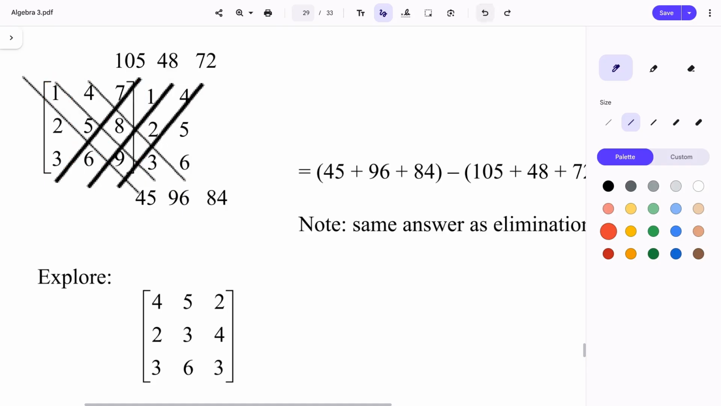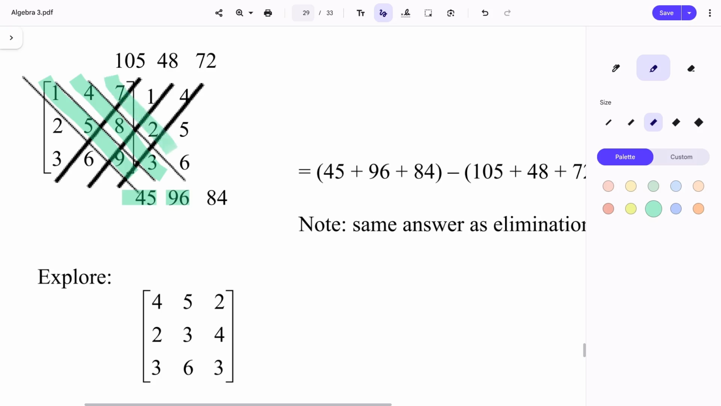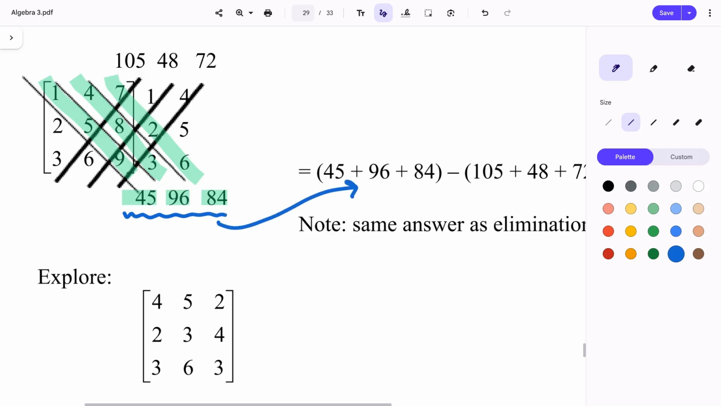Then you start to look for your diagonals. Your diagonals are going to be the 1, 5, and the 9. You're going to multiply those numbers together. That's where they're getting this 45 from, because 1 times 5 times 9 would be 45. Then we're taking 4 times 8 times 3. That's where they get the 96 from. And then the last diagonal going this way is 7, 2, and 6, and that's where they got the 84 from. So you're just multiplying those numbers along your diagonal. Notice they took these numbers, 45, 96, and 84, and wrote those up in that first set of parentheses, and they're just adding them together.